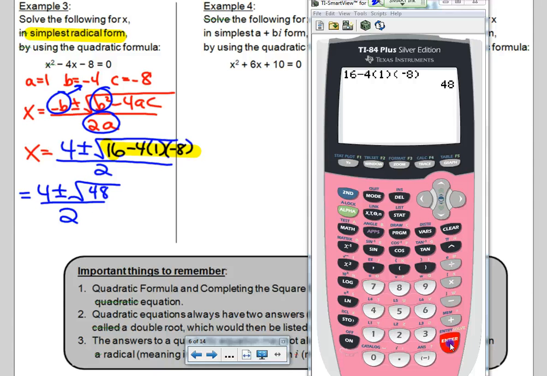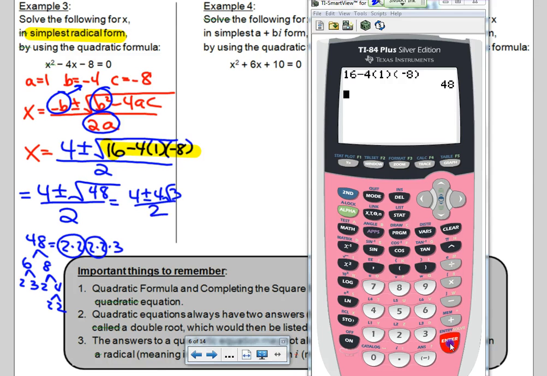So now you're going to do however method you do to break down radicals. So if you do the tree method, it would look like this. And that means that you have 4 2s and a 3. Pair of 2s and a pair of 2s come out. So that's going to make that guy be a 4 radical 3. So then you replace radical 48 with a 4 radical 3.